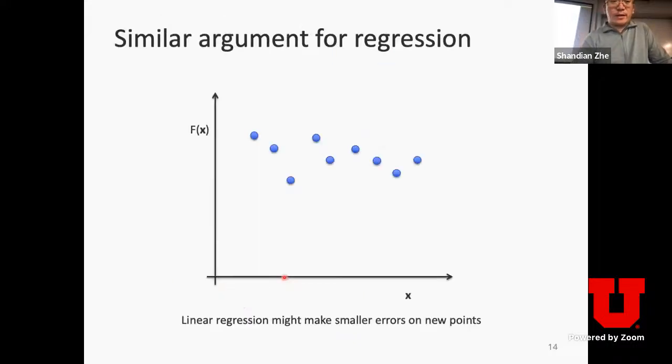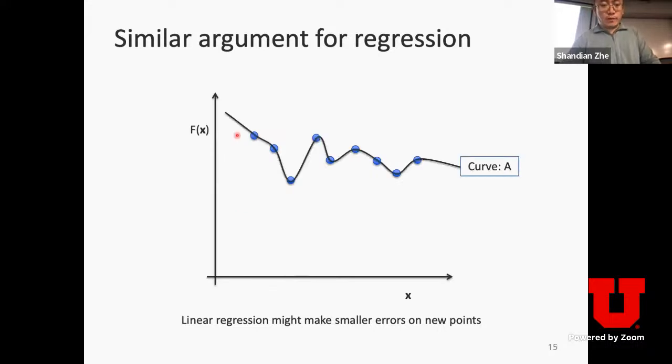A similar argument can apply to the regression case. Remember, regression is trying to predict some real-valued labels, right? So suppose this is a set of data points we're given. This might come from the reading of some millimeters or some gauge, whatever. And you can definitely use some more complex polynomial to perfectly fit every data point, like curve A, and then your training square error will be 0.